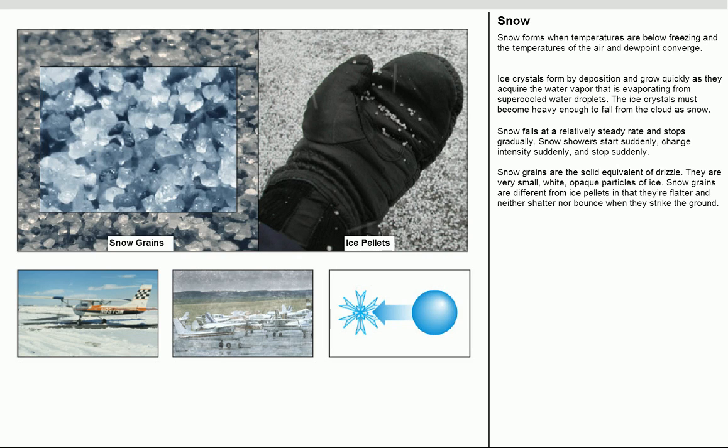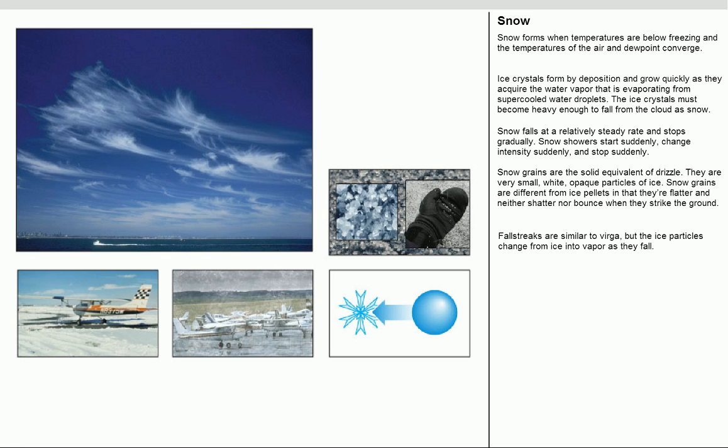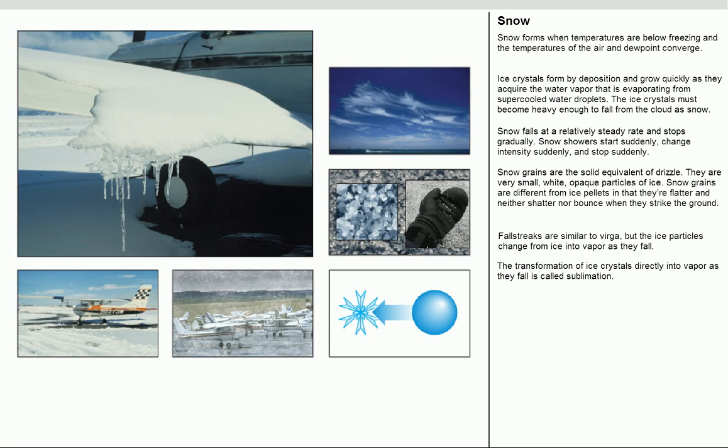Snow falls at a relatively steady rate and stops gradually. Snow showers, like rain showers, start suddenly, change intensity suddenly, and stop suddenly. Snow grains are the solid equivalent of drizzle. They are very small, white, opaque particles of ice. Snow grains are different from ice pellets in that they are flatter and neither shatter nor bounce when they strike the ground. Ice crystals that descend from cirrus clouds are called cirrus fall streaks, or mare's tails. Fall streaks are similar to virga, except that the ice particles change from ice into vapor as they fall. This transformation of ice crystals directly into vapor as they fall is called sublimation.